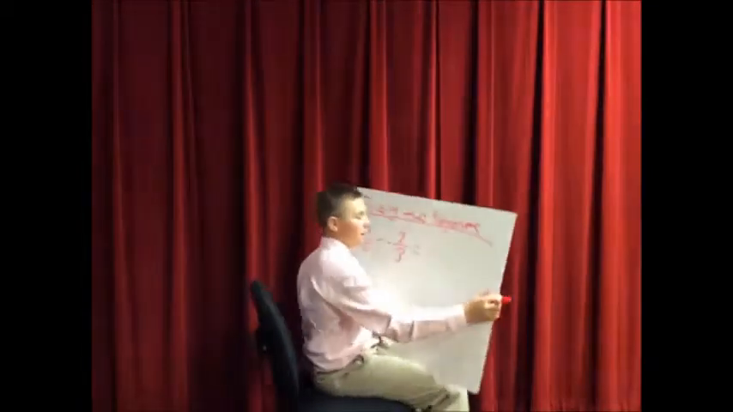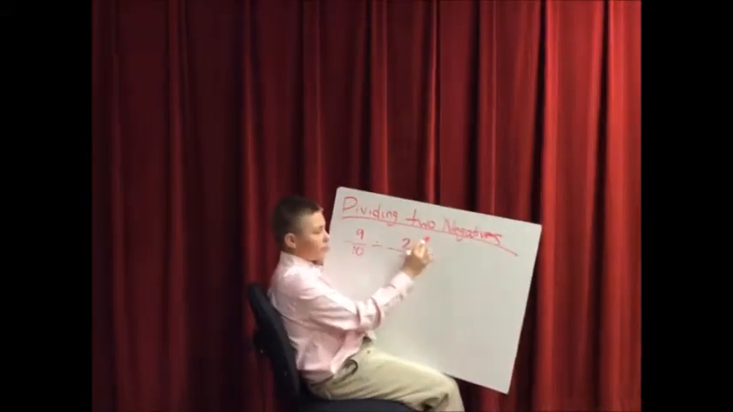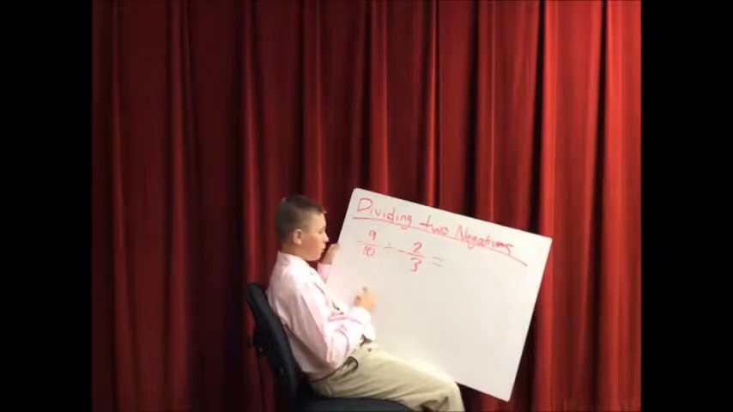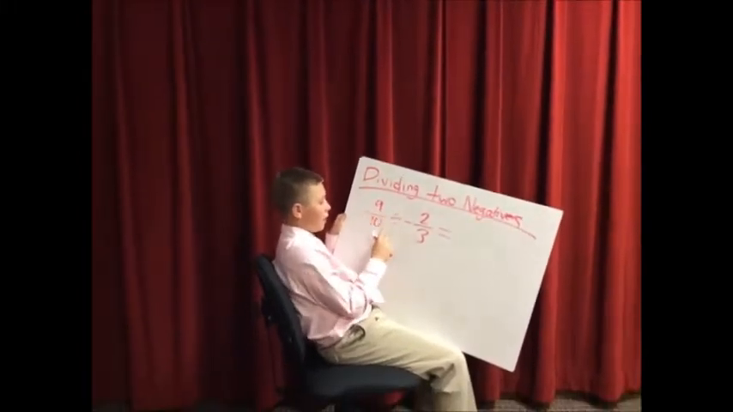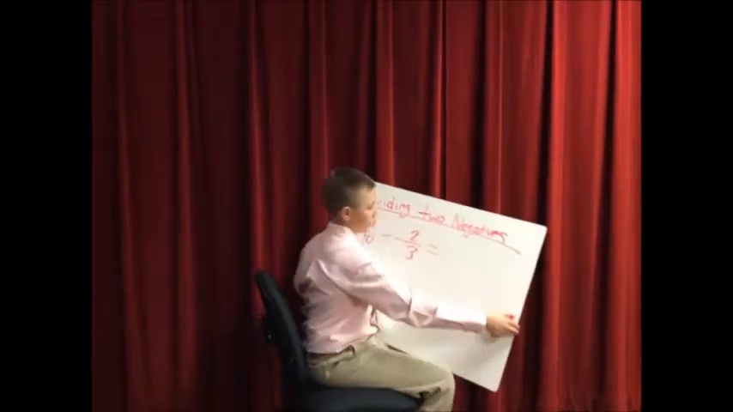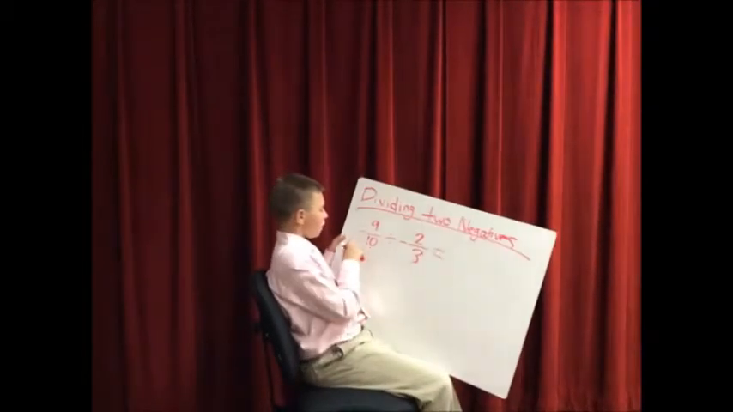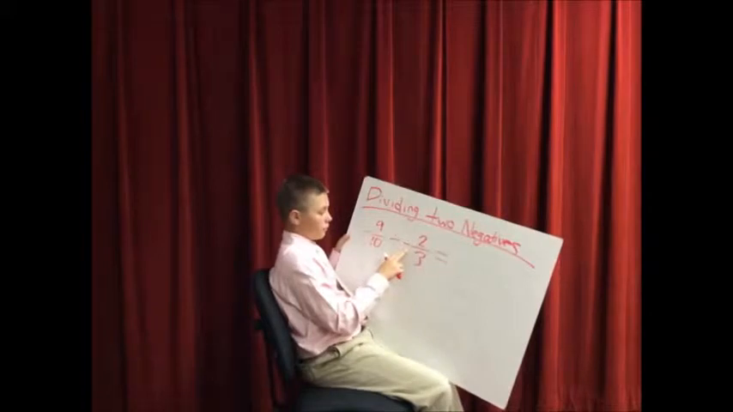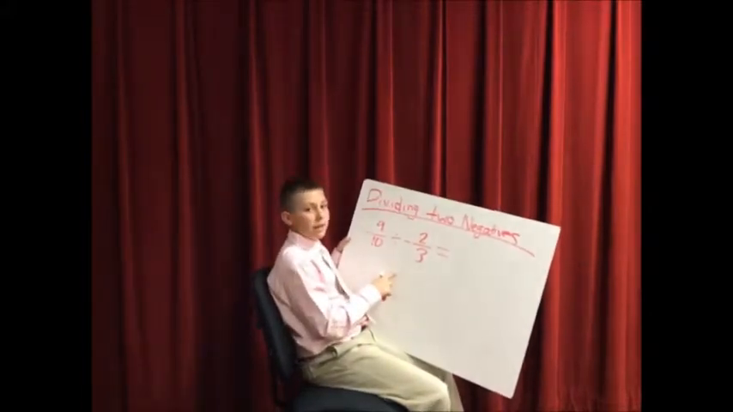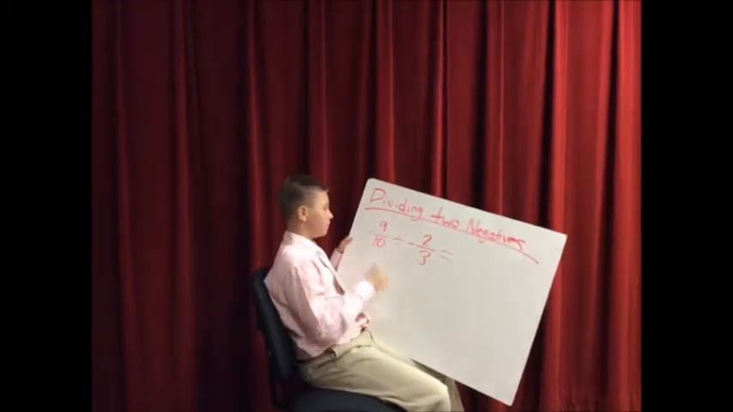Alright, so today we're going to be talking about dividing two negatives. So, first off, let's read our problem. -10/9 divided by -2/3. First off, as you should have learned, a negative and a negative will cancel each other, so you know that you're going to have a positive fraction as your answer.